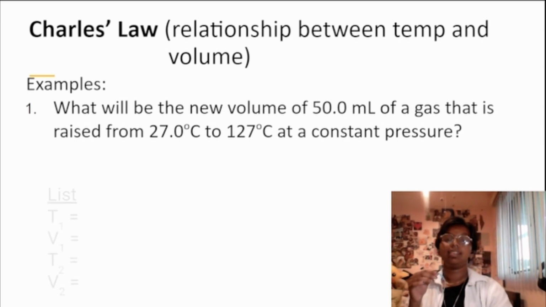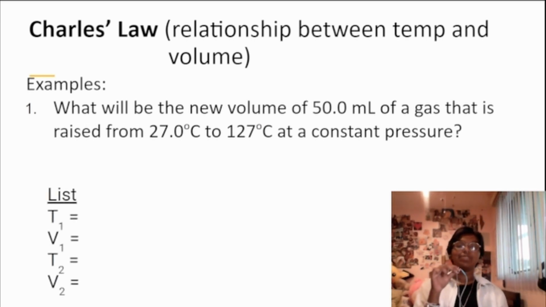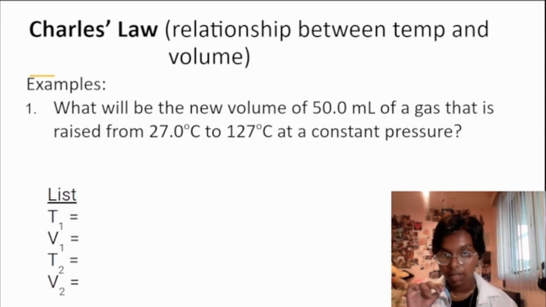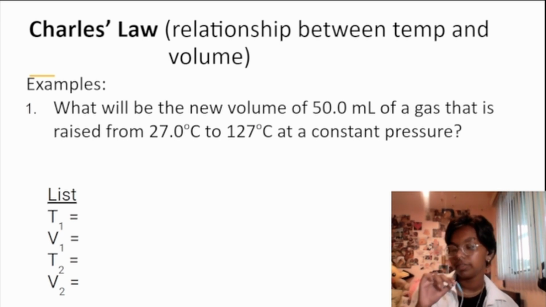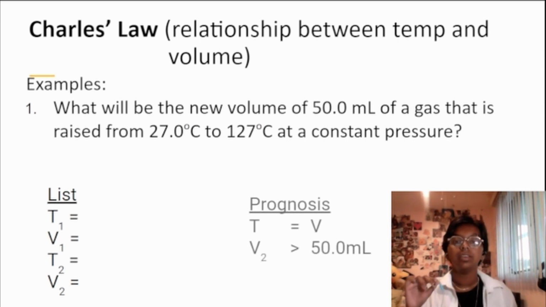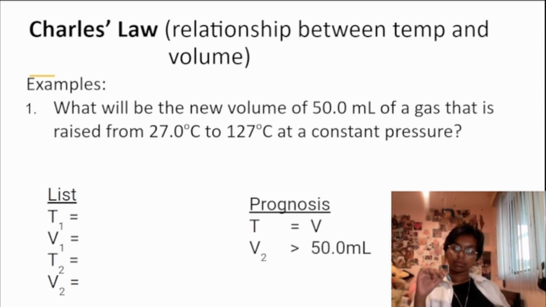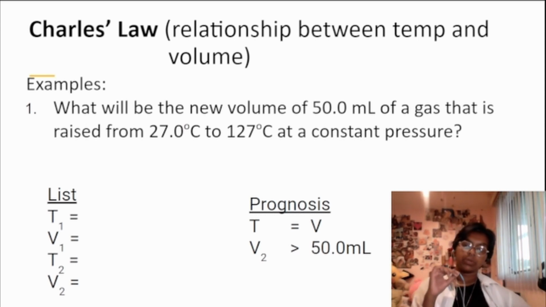Okay, so list time. Initial temperature 27. And then initial volume 50 milliliters, right? A new temp 127, and then we need to find out the new volume, which is X, right? So what's the equation? The equation is volume over temperature, right?